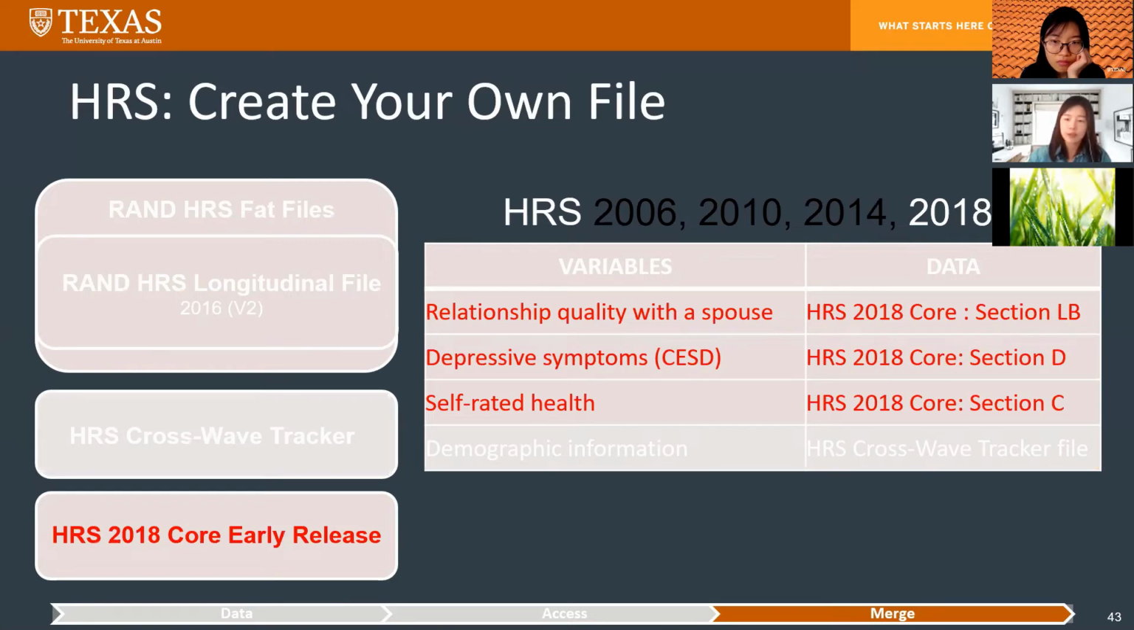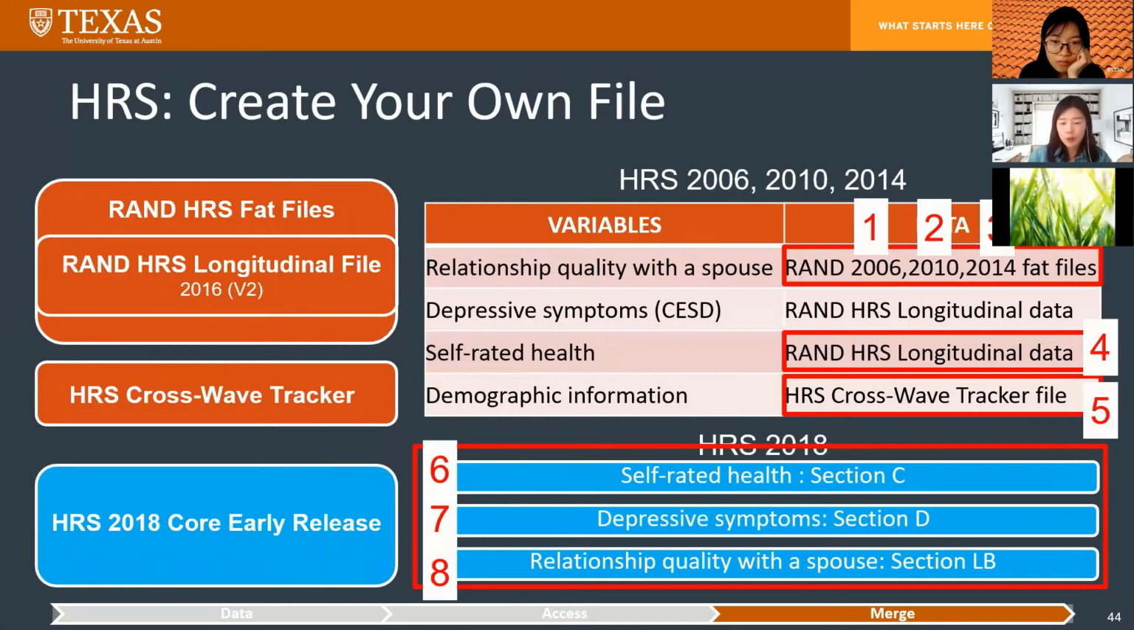Now, the problem here is that we want information from the HRS 2018 data as well. And HRS 2018 data is still an early release, meaning that RAND hasn't had time to clean the data yet. This means this is the time I really need to go and find all these items from the actual HRS 2018 core data sets. So you'll end up matching 8 different files because HRS 2018 core is not yet processed by RAND.